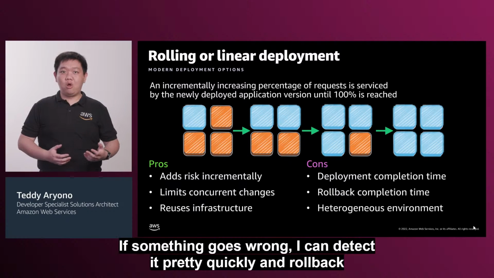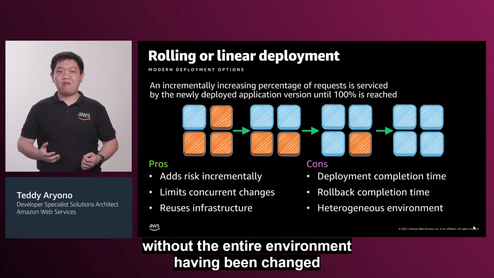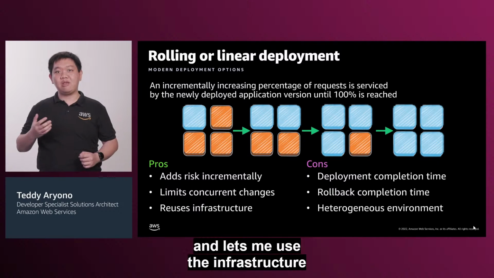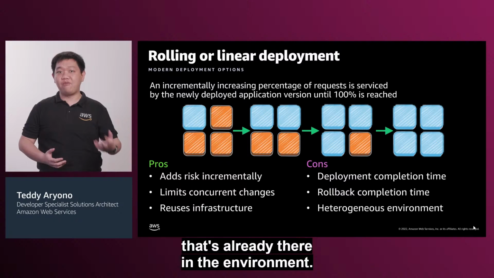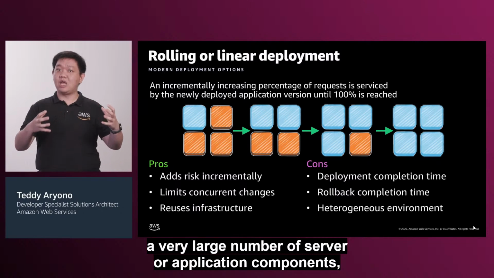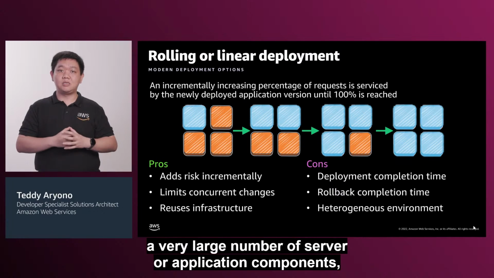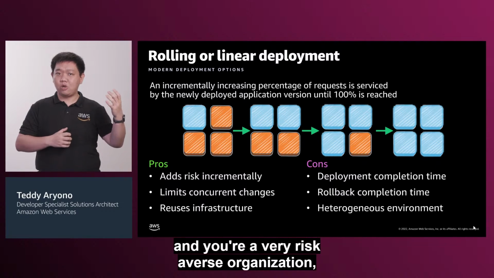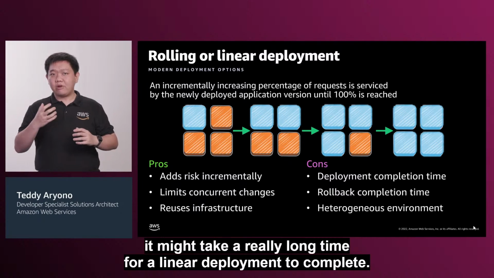If something goes wrong, I can detect it pretty quickly and roll back without the entire environment having been changed, and it lets me reuse the infrastructure that's already there in the environment. A con of this is that if you have a very large number of server or application components and you're a very risk-averse organization, it might take a really long time for a linear deployment to complete.